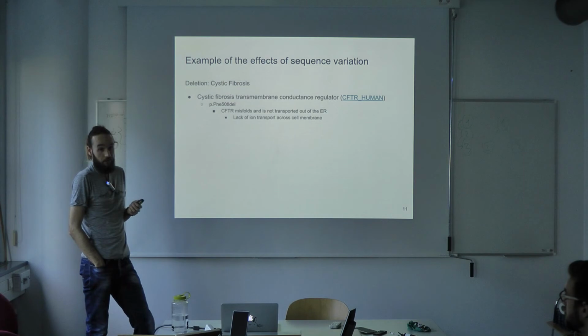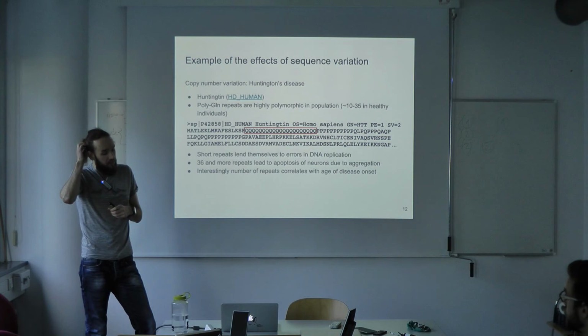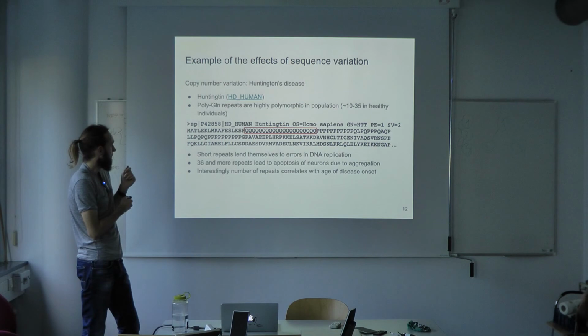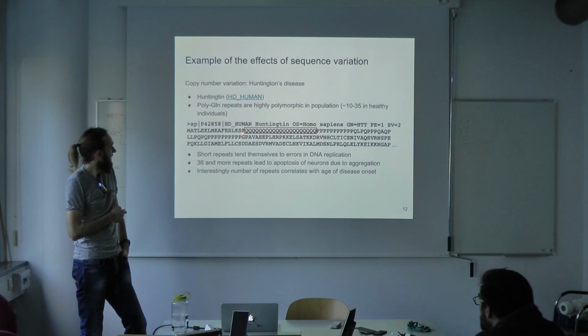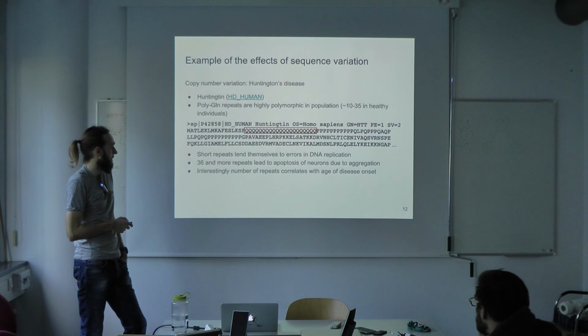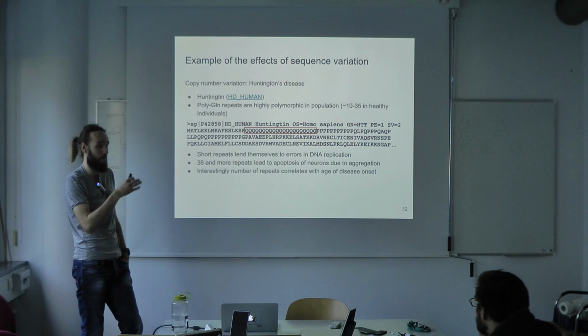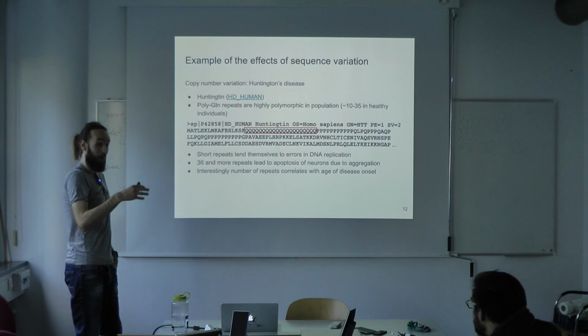Right, now back to the structural variants. The first thing I mentioned is copy number variation. One example here is Huntington's disease. So we have this gene called Huntington, and it has this glutamine repeat here. So this is the start of the actual sequence, and it has tons of glutamines here. And how many you have actually varies a lot in the population. So healthy individuals have something between 10 and 35. And that is fine. But if you have even more repeats, if you have more than 36, then you start developing Huntington's disease at some point in your life.